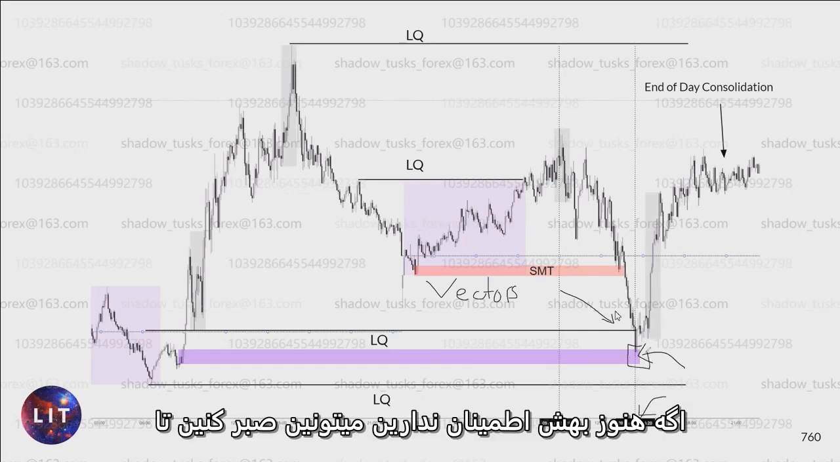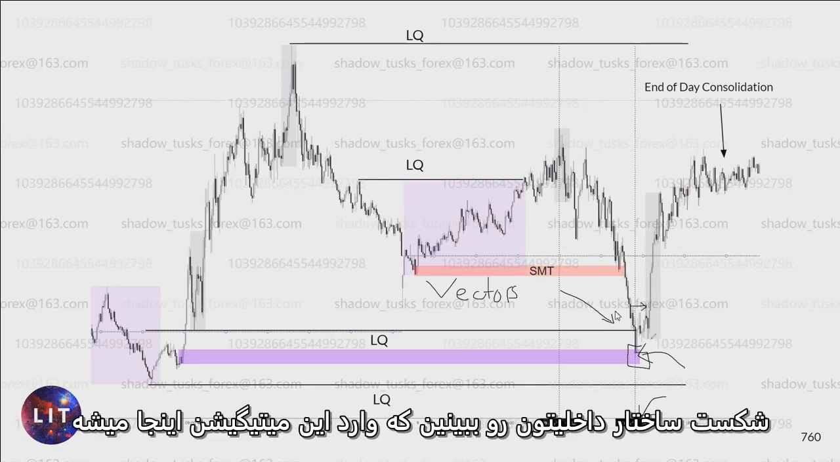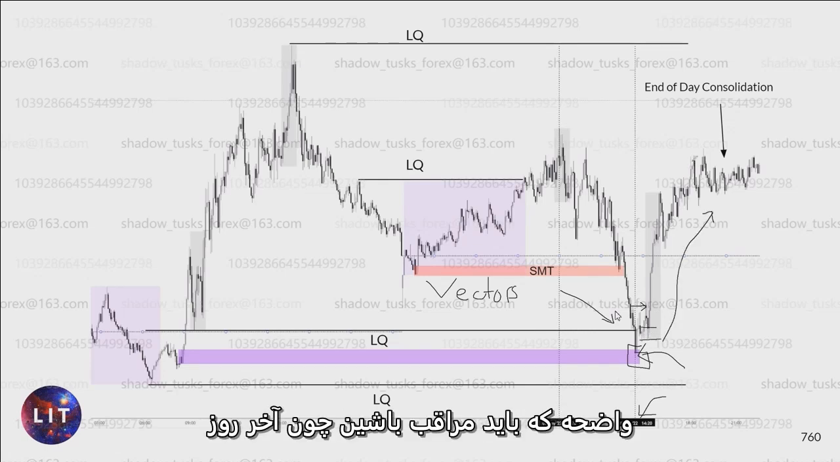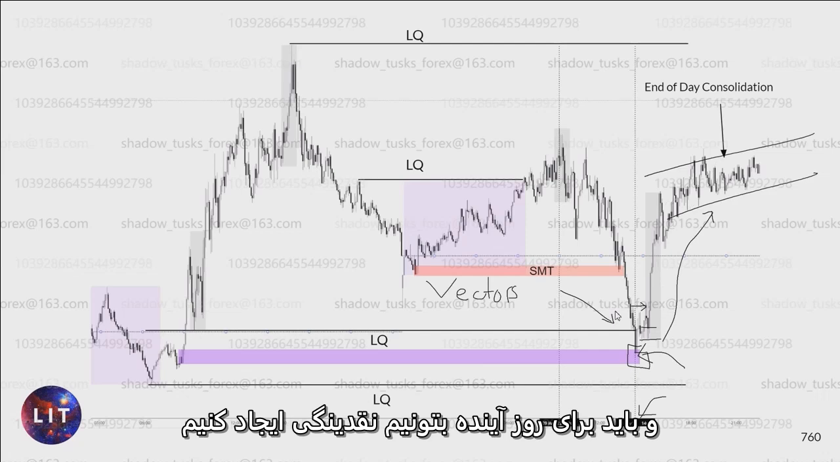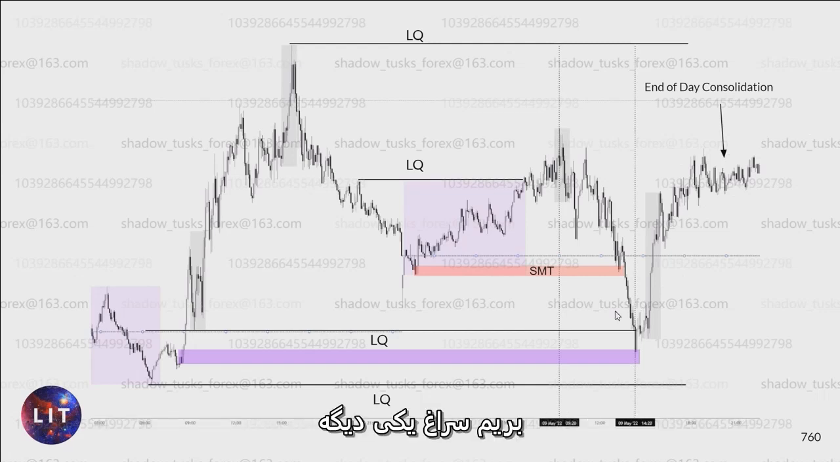If you're not confident with this, you can wait for your internal break of structure into mitigation within here, and you take that higher. Obviously, you do have to be careful, because at the end of the day, the liquidity is going to run out, and we're likely going to need to build liquidity for the next day. So that was Euro GBP on the 27th of May, I think. Let's get another one.